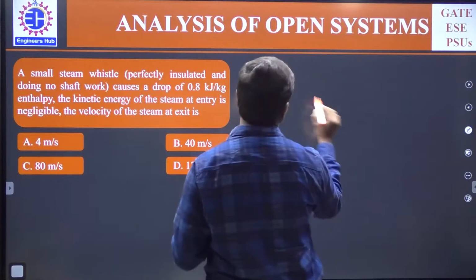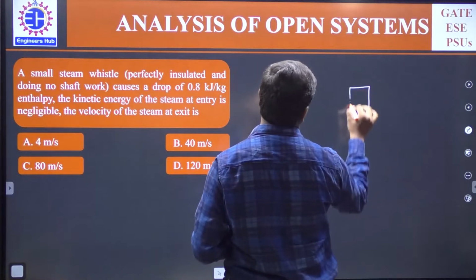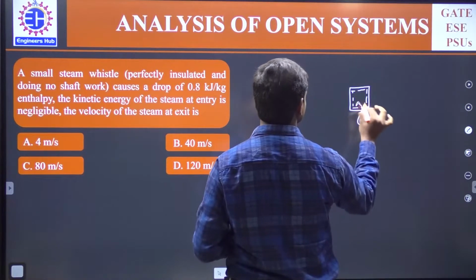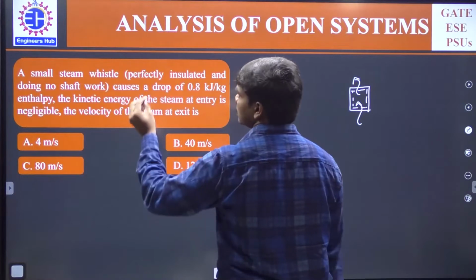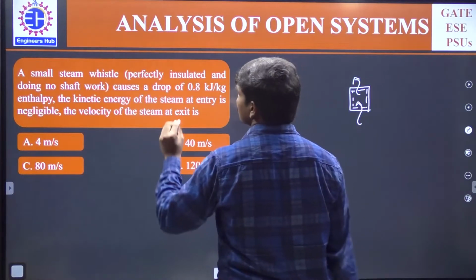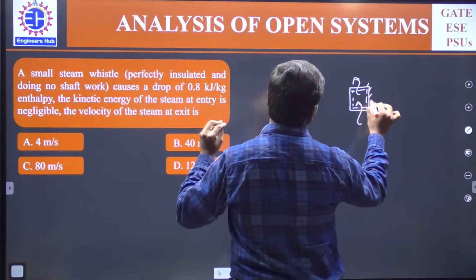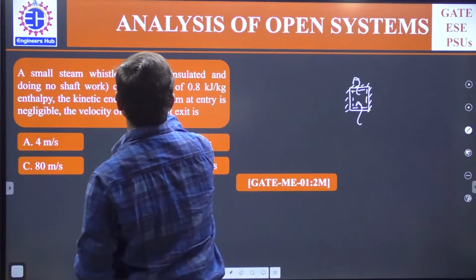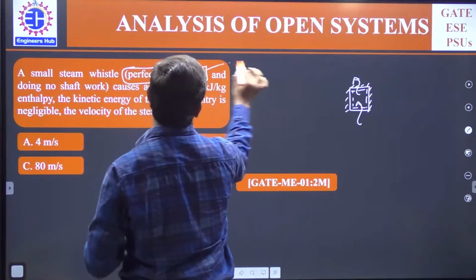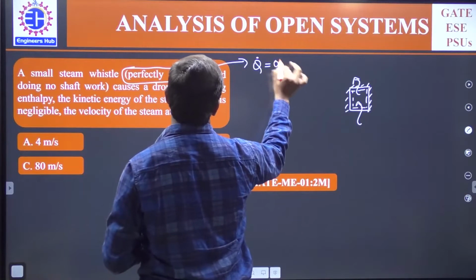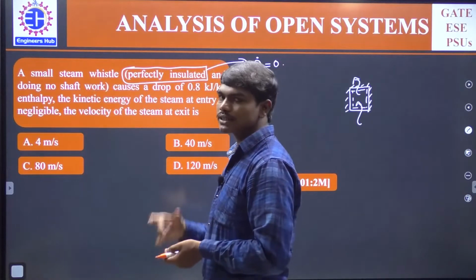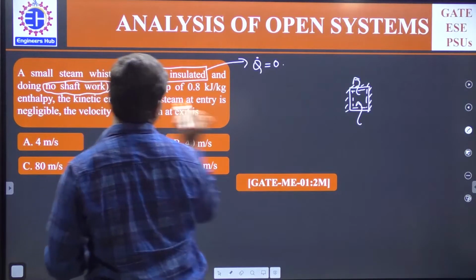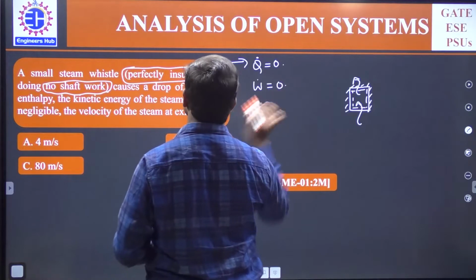So if you talk about that, let us suppose we have a small vessel like this with some control volume. And let us suppose some gas is going out like this. A small steam vessel, basically steam passes through this, perfectly insulated. So this vessel is perfectly insulated, means no heat can escape out of this. Correct? This word perfectly insulated will give us the idea Q dot is equal to 0. Next, doing no shaft work means basically this vessel is not doing any useful shaft work outside. Okay, no shaft work. This implies W dot is also equal to 0.